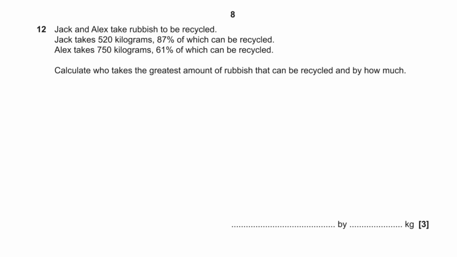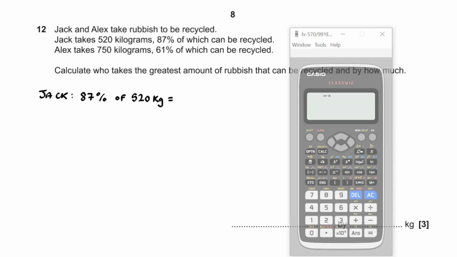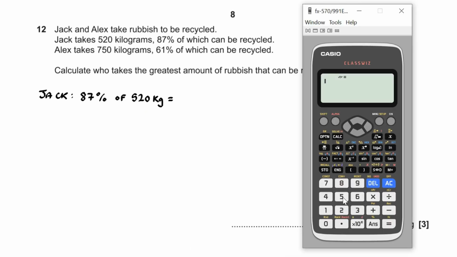Well, if we consider Jack, then we need to work out 87% of 520 kilograms. This will tell us how much he is recycling. So we have 87%, so we've got 87 over 100 multiplied by 520. It turns out here we have 452.4 kilograms that needs to be recycled.